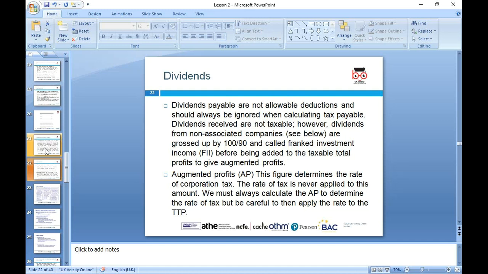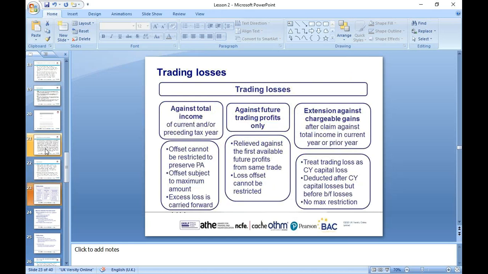Augmented profit: this figure determines the rate of corporation tax. That rate of tax is never applied to the augmented profit amount. We must always calculate augmented profit to determine the tax rate, but then carefully apply the rates to total taxable profit. Any question there? No, this is fine. Okay, then if we have losses, of course we can offset them as well.